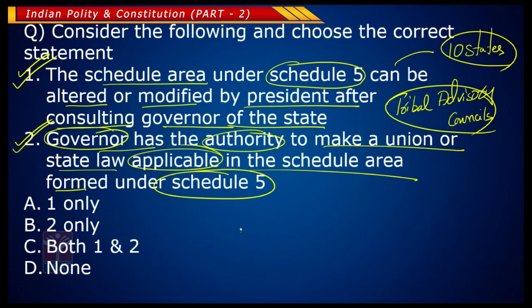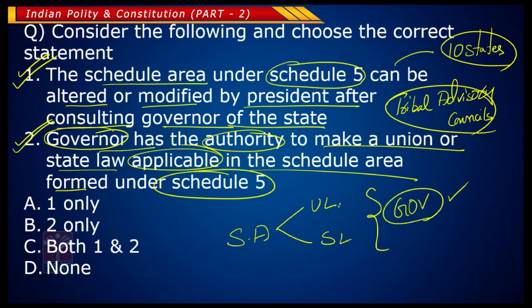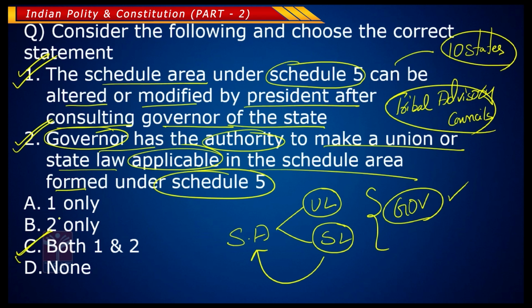See, in schedule area, union laws or state laws are not directly applicable. Governor has the authority to make a union law or a state law applicable in the schedule area. In fact, Governor also has the authority to modify a state law or a union law before it is applied in the schedule area. Answer is C. Next question, friends.